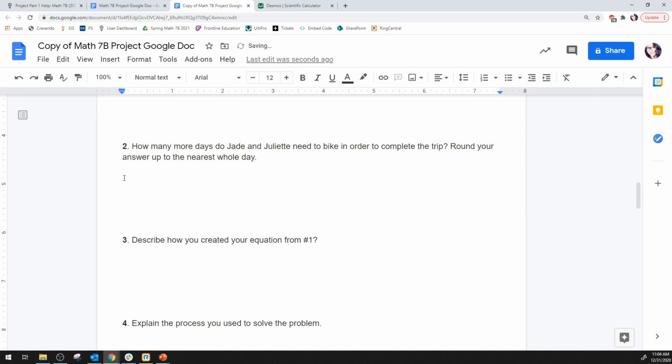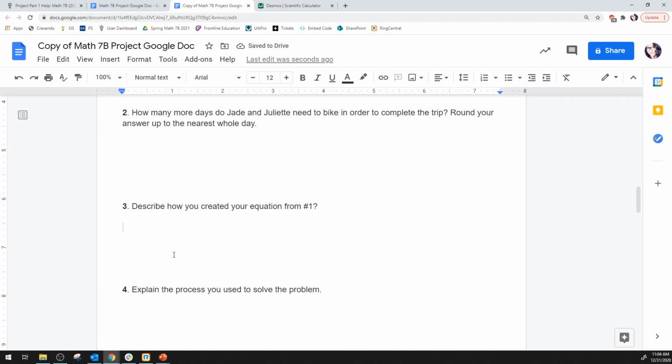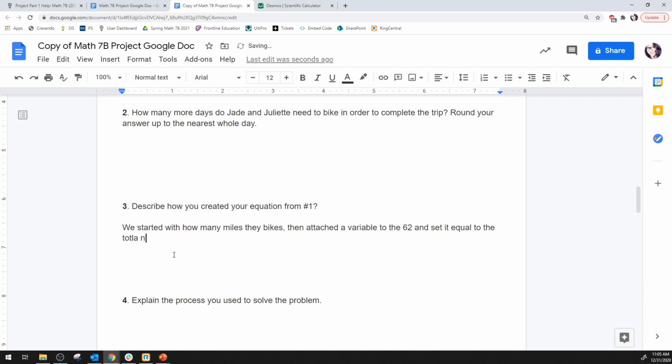For number 3, it says, describe how you created your equation from number 1. Well, that's kind of just saying what we verbally discussed. So we started with how many miles they biked, then attached a variable to the 62 and set it equal to the total number of miles they needed to bike.